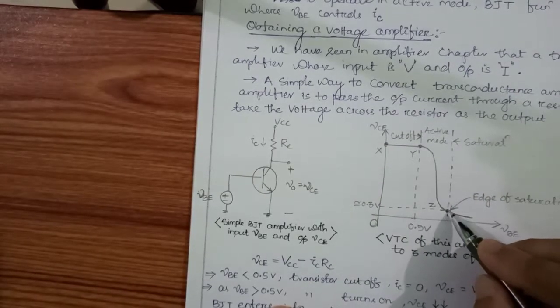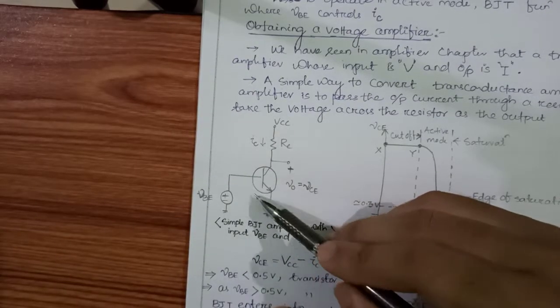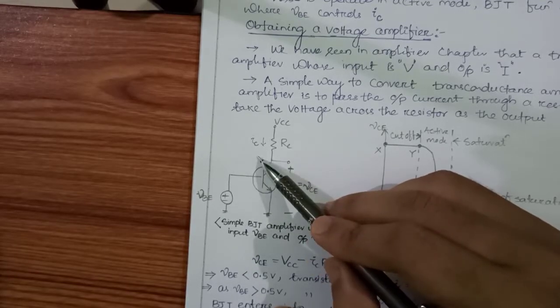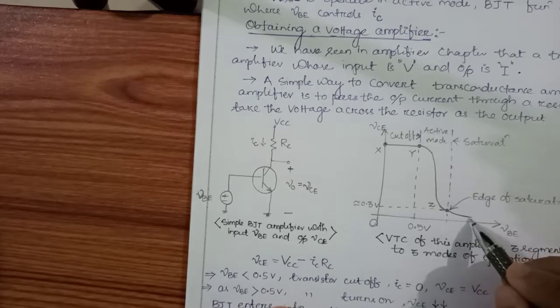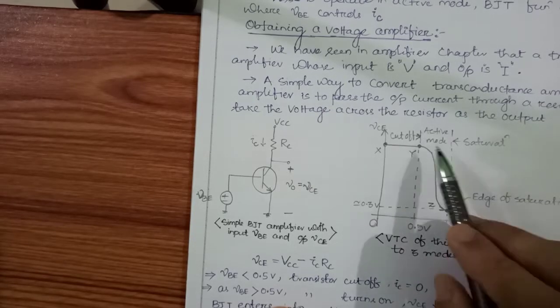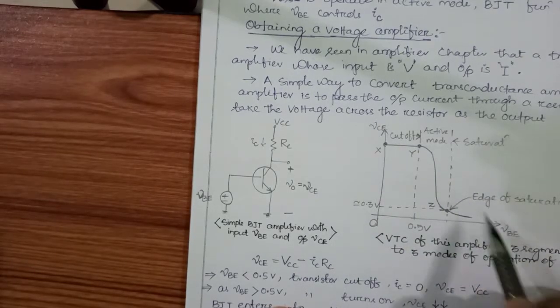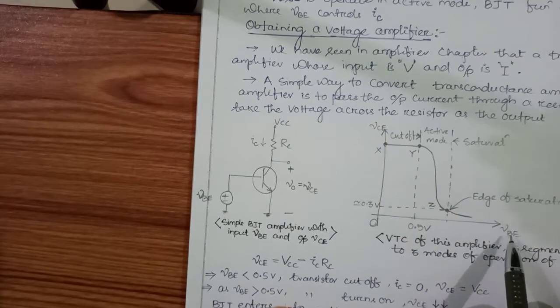Okay, that is in active mode. Now after a certain value of VBE, this will also become forward bias, and when both are in forward bias, my transistor enters the saturation region. So in saturation region, my VCE value decreases very slowly. So this is the edge of saturation. So this is cutoff, this is active, this is saturation. That is the relation between VCE, that is output voltage, along with input voltage, which is nothing but VBE.